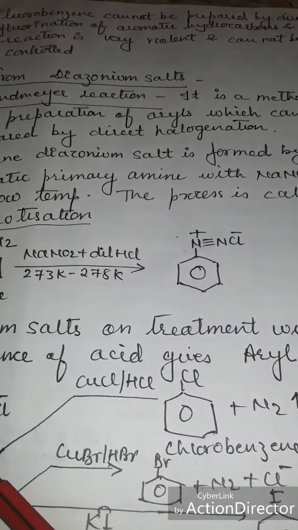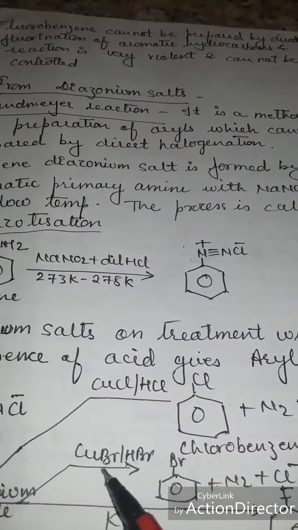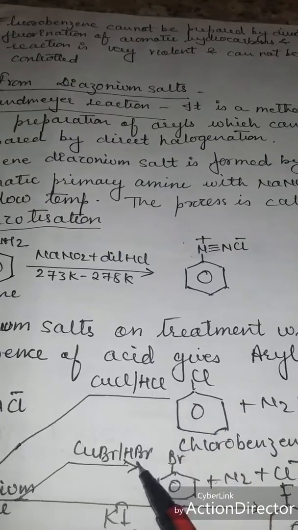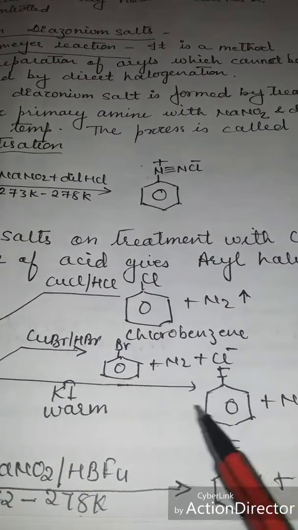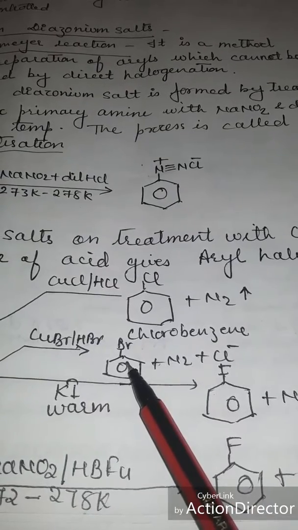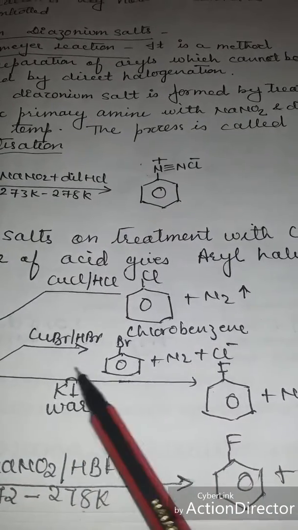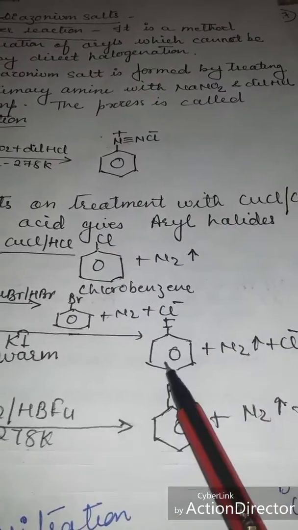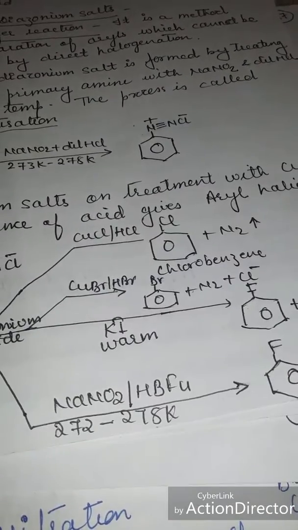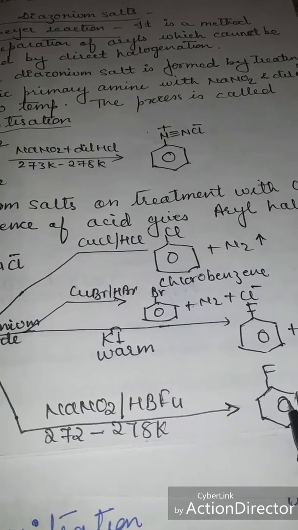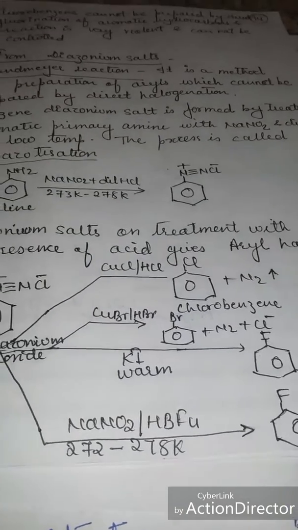This diazonium salt on treatment with CuCl or CuBr in presence of halogen acid will give you the corresponding aryl halide. As you can see here, you are getting chlorobenzene, bromobenzene here. In presence of KI, it will give you iodo, and HBF4 gives you fluoro. This reaction was carried out by Sandmeyer, so it is known as the Sandmeyer's reaction.